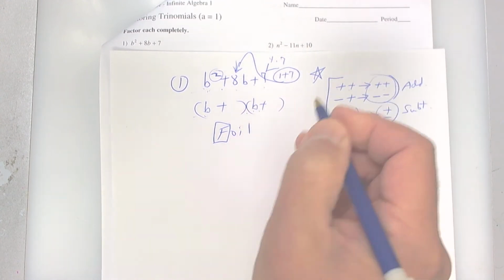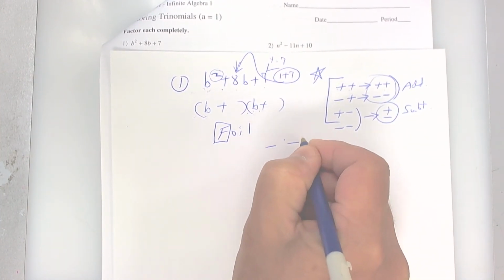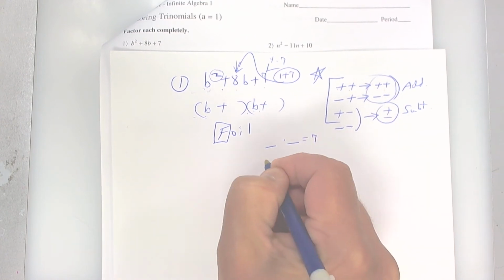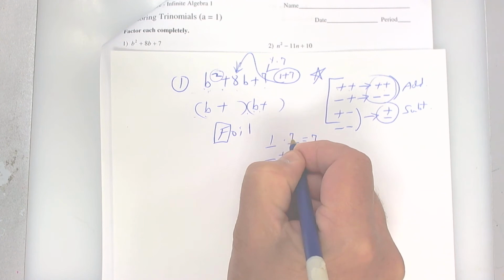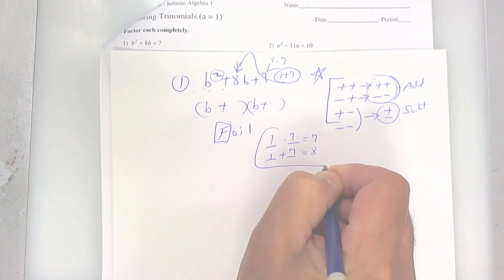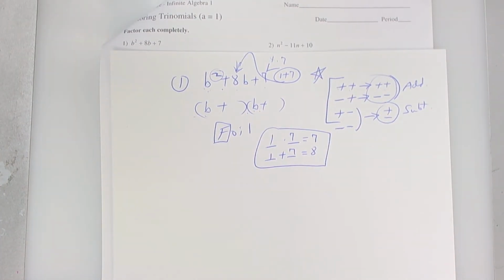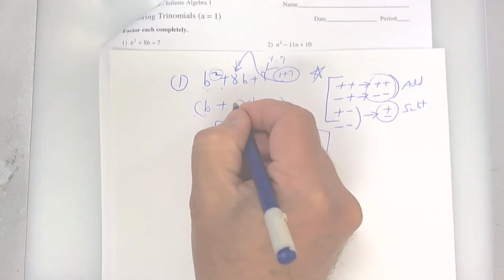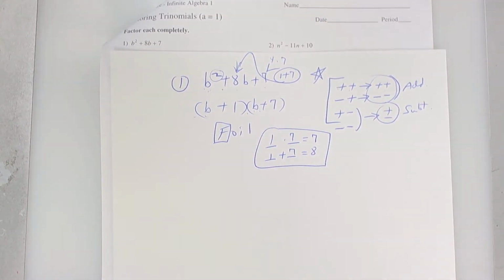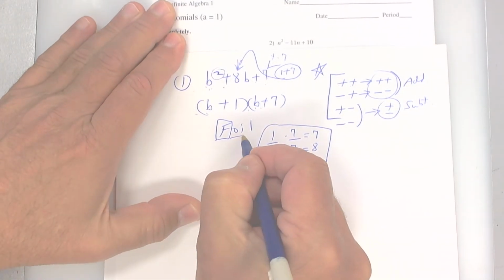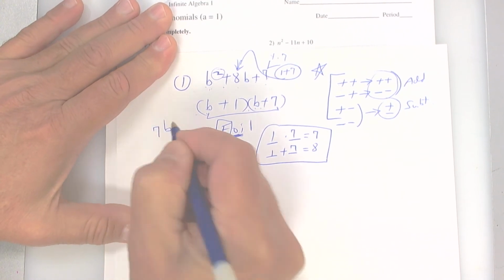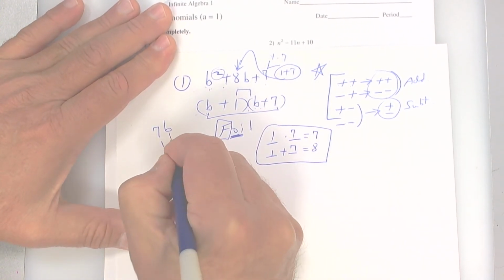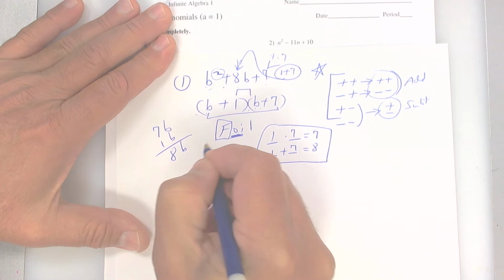Okay, so the question is, what times what equals 7, but what plus what equals 8? And it's 1 times 7. So write down this question. Anyhow, your 1 goes here, your 7 goes here, you're done. Now I want you to always check the outer and the inner. So the outer is 7b, the inner is 1b, and that gives you the middle term, which is 8b.